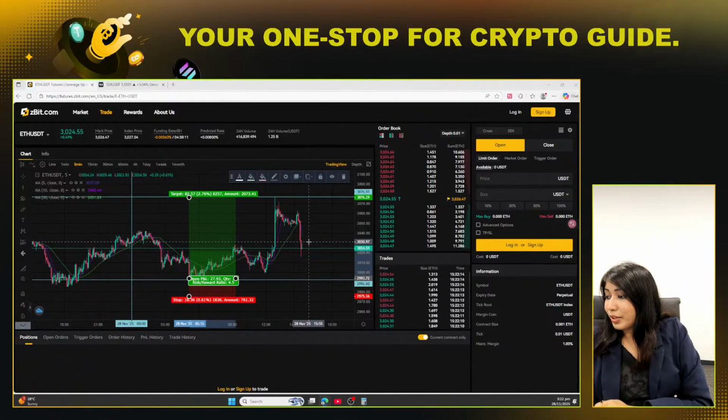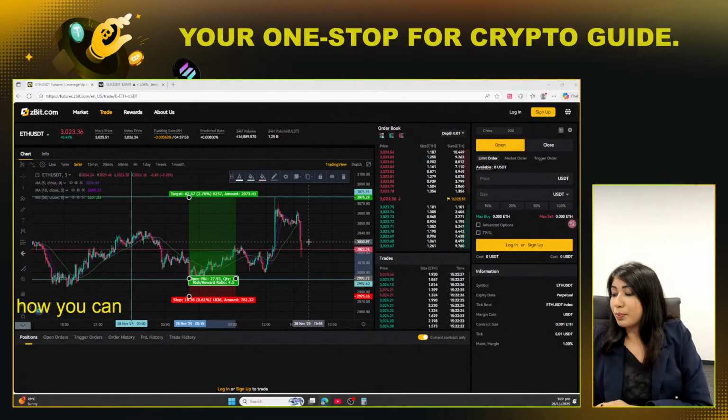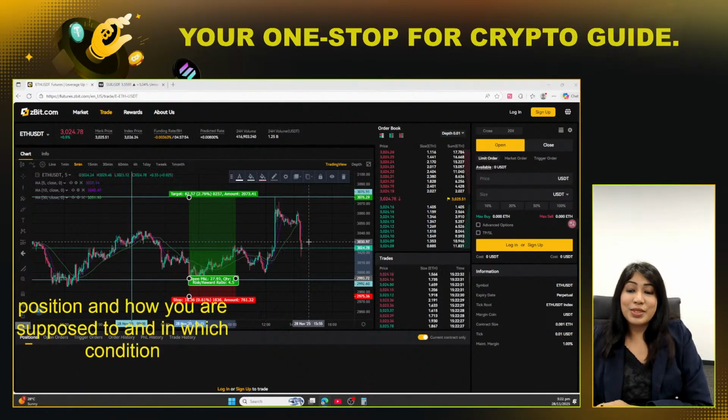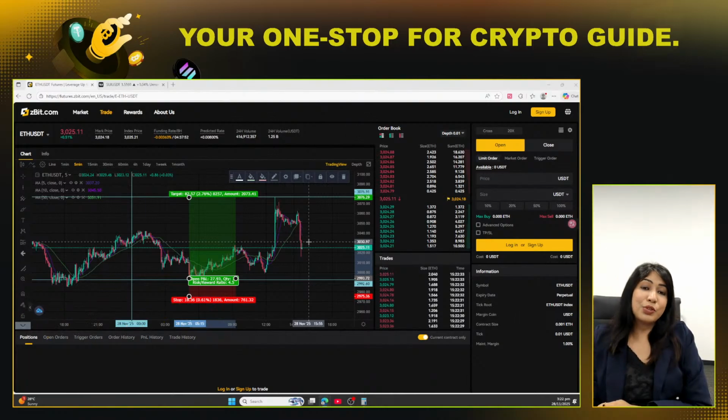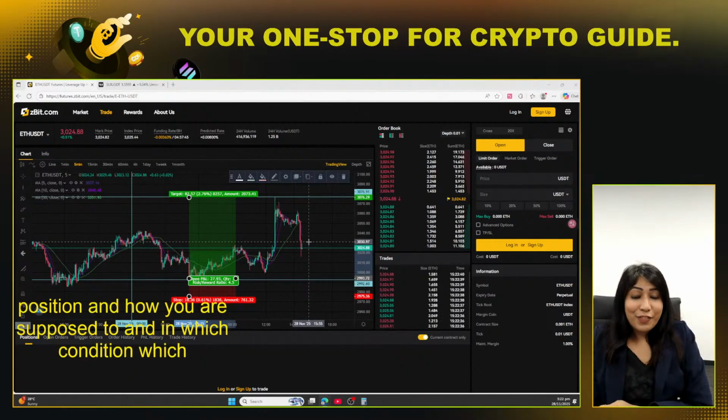Okay, are you talking about leverage? 327309. That is what I'm trying to explain, my dear. I'm trying to explain how you can use a leverage position and how you are supposed to, and in which conditions, which circumstances are you supposed to hold that position, or is it good to hold it for very long? The answer is definitely no.